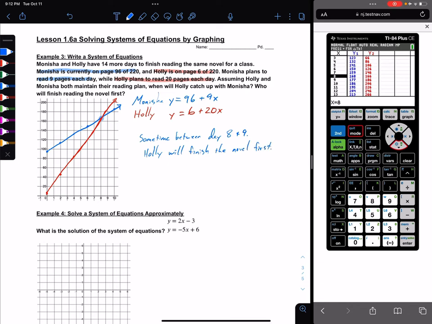All right, I won't go into too much more detail than that. You should be familiar with plotting the points, finding their intersection point, and finding a solution. But yeah, you should be good.